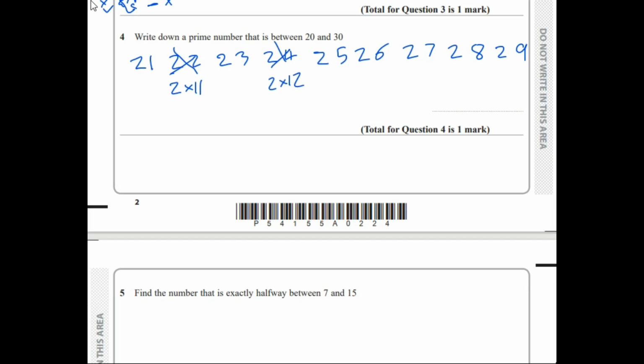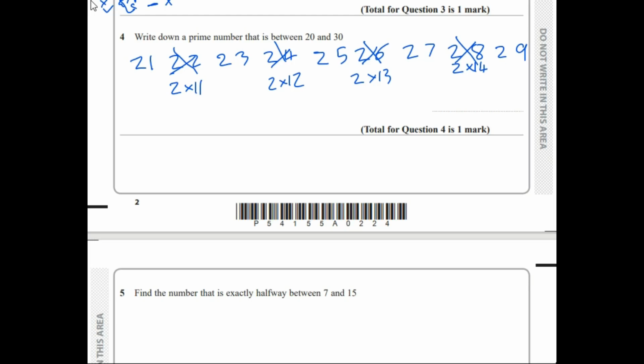Moving on to 26, 2 times 13 is 26. So, we can get rid of that. 28 is 2 times 14. Get rid of that. So, that's a very good start. Already got rid of half of our numbers.